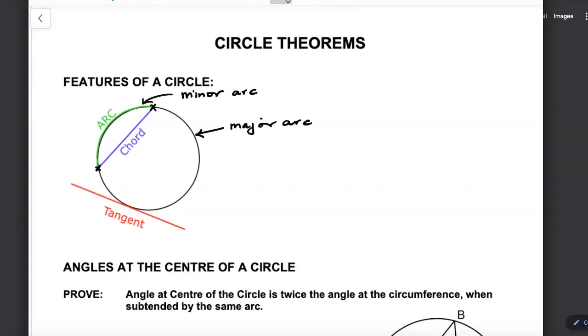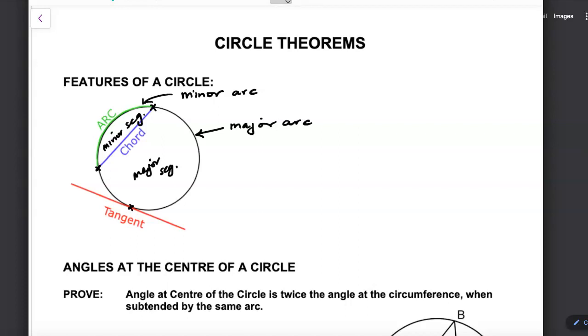And then what a chord does is breaks our circle into two parts. We've got two segments. Here we've created a minor segment, and the larger part is called our major segment. And in red, one of the final main features in a circle is where we draw a tangent to the circle. A tangent is a straight line that touches the circle at only one point.